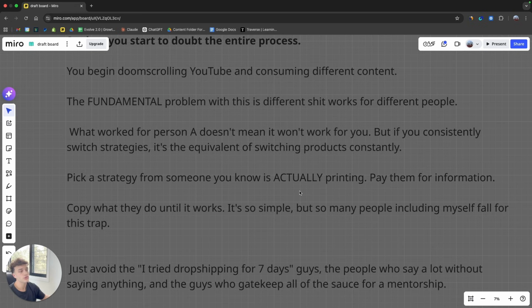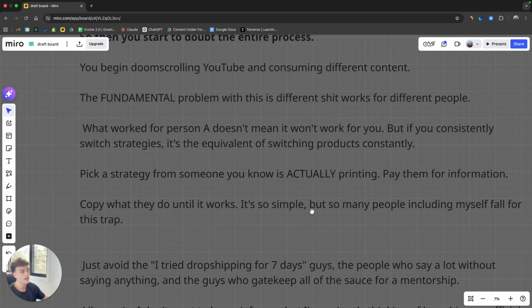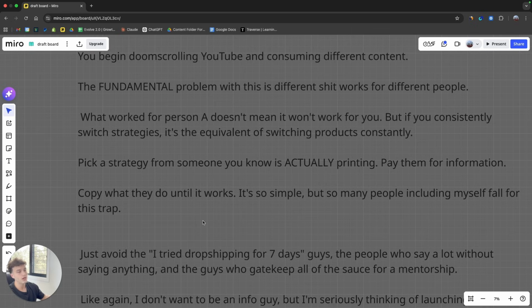Like I was saying before, pick a strategy from someone you know is actually printing. Pay them for information, buy their mentorship, as long as you know they're legit. Genuinely, we were in ecom for 6 months, and we bought a mentor who we knew was legit, and then we scaled to 10K days in under 2 months. Again, reiterating the point that the only thing holding you back from 10K days is an information gap. So copy what they do until it works. It's so simple, but so many people, including myself, fell for this trap.